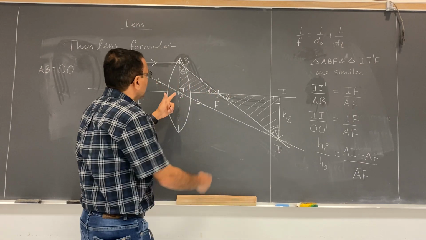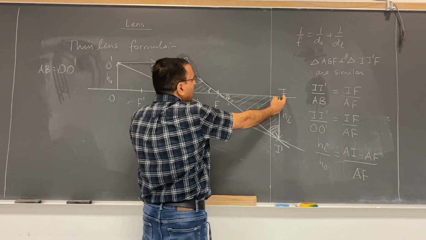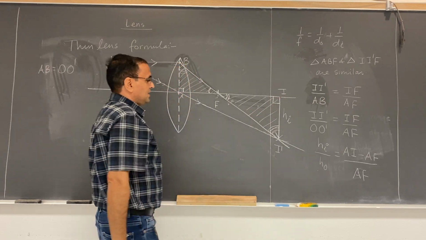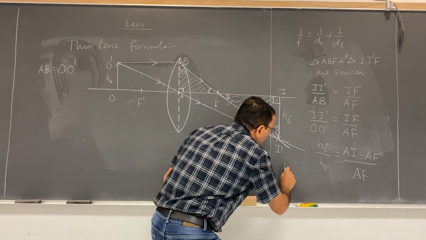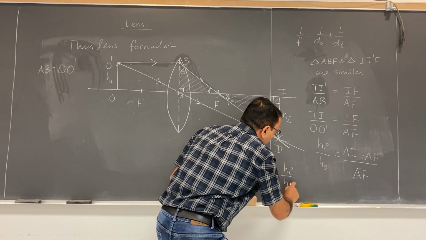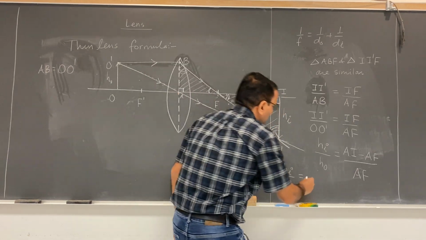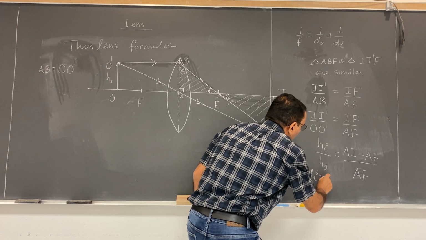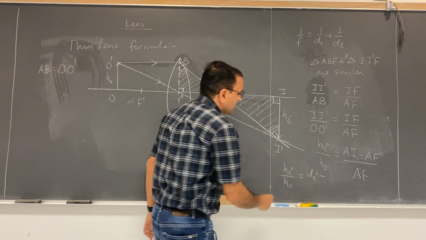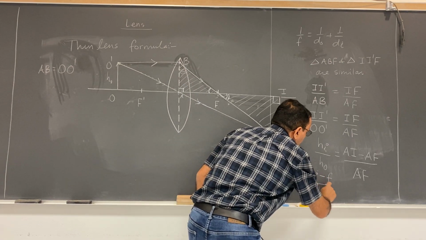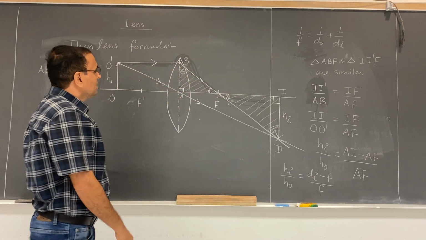What is AF? This is the focal length. AF is the focal length, and AI is your image distance. Okay, so you can write down from here, HI divided by HO is equal to d_I minus F, divided by AF again, so it is F. We are not done yet.